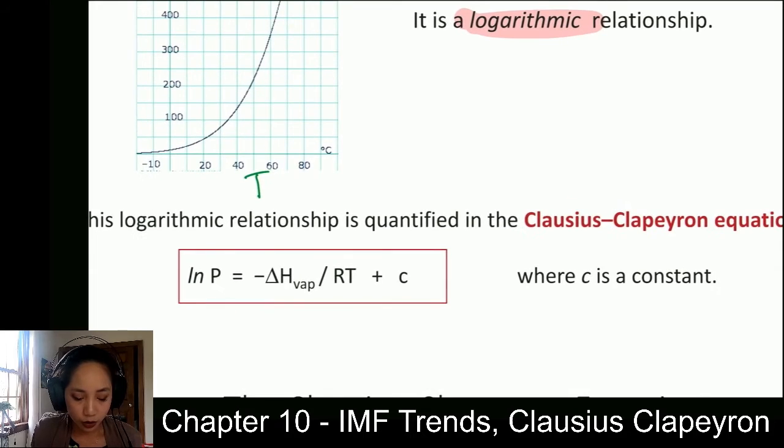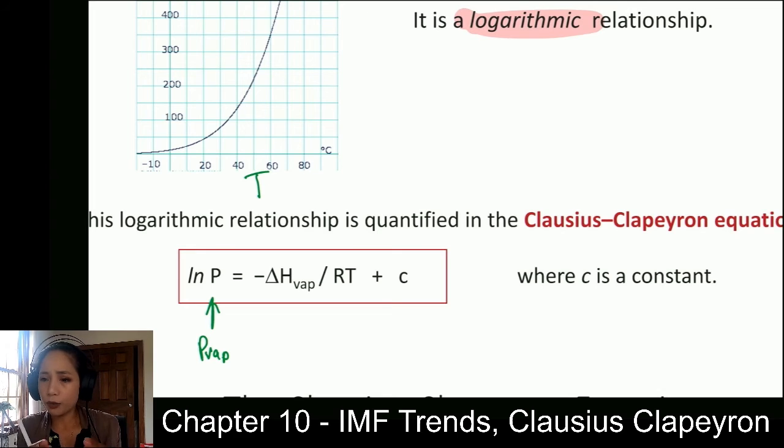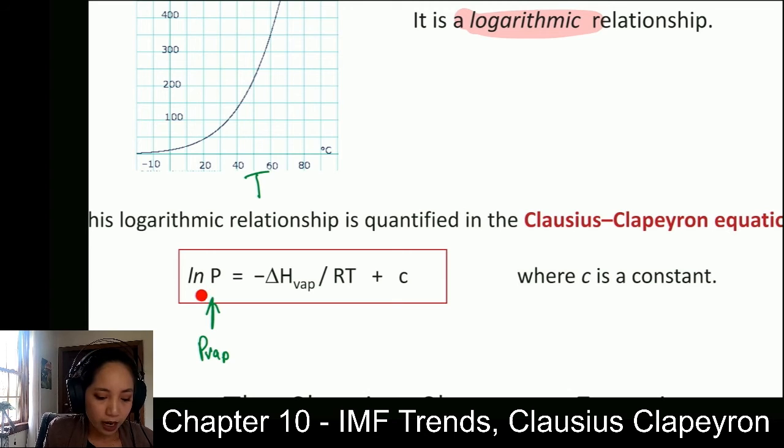And that's what this equation is right here, where the natural log of the vapor pressure, so this is P vap, is related to its temperature and its enthalpy of vaporization. So essentially the energy required to make a molecule go from the liquid phase to the gaseous phase. So here's the equation where the natural log of your vapor pressure is equal to negative your enthalpy of vaporization, which is a literature value, a constant, divided by RT, plus C, which is a constant.